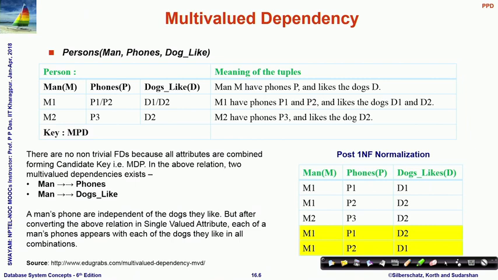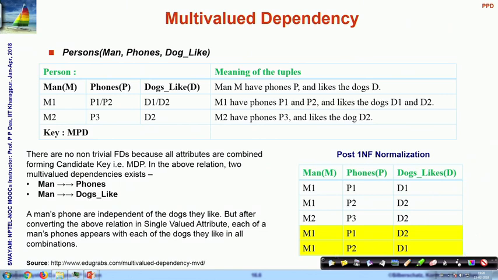It is possible that if phone takes 2 values and dog like takes 2 values, then actually 4 different combinations of them are possible, but in reality it may be that only these 2 are true, that M1 has phone P1 and likes dog D1, M1 has phone P2 and likes dog D2, but you could also have such redundant tuples coming in, because they are now valid.